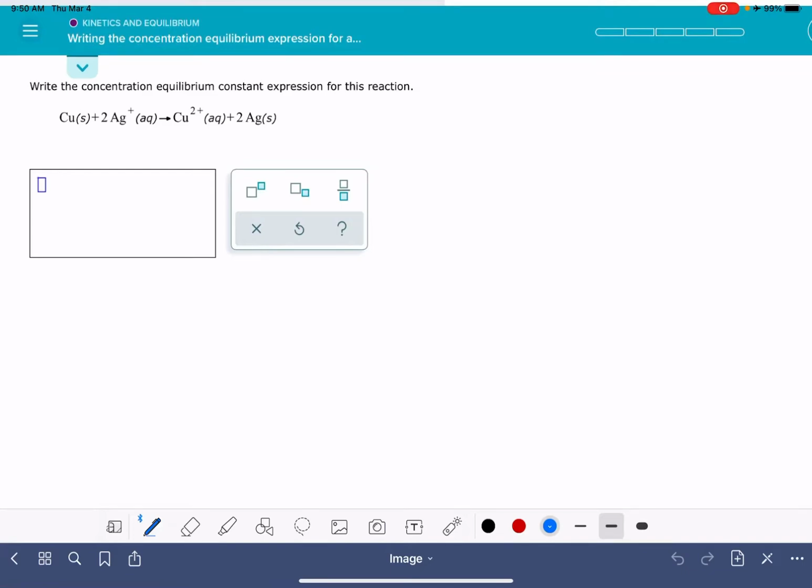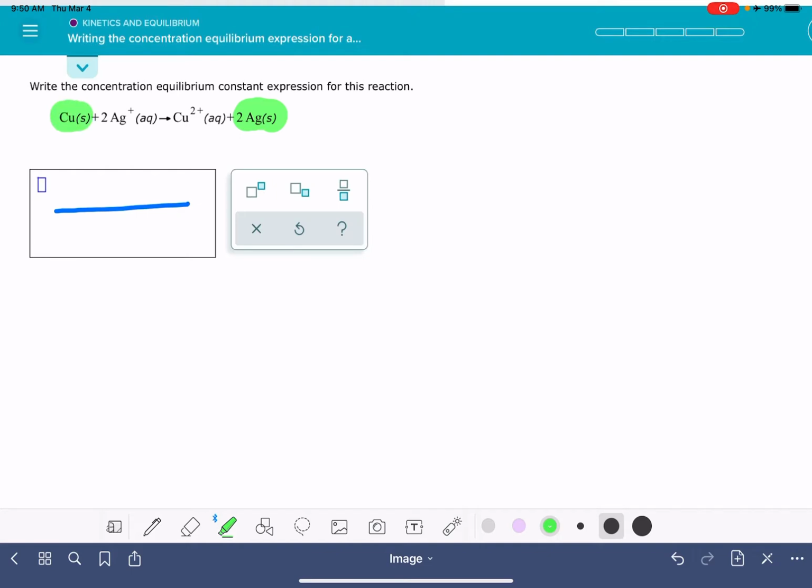In this video, I'm going to show you how to solve the ALEKS problem called writing the concentration equilibrium expression for a heterogeneous equilibrium. The formula that we're going to take when we write this equation is products over reactants raised to their stoichiometric coefficient, leaving out substances that are solids and also leaving out substances that are liquids.